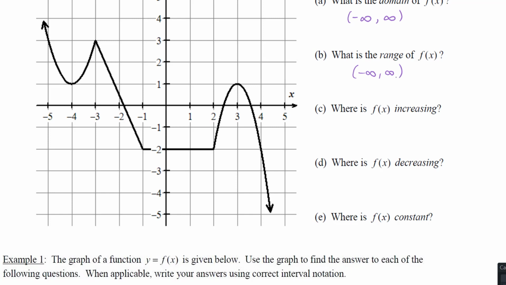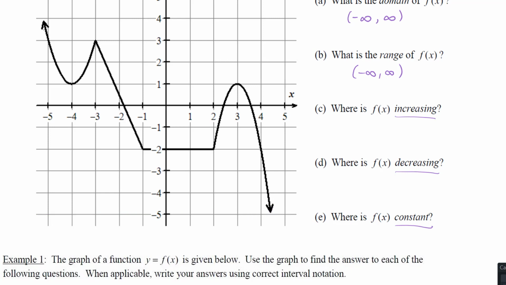So that isn't anything new. That's just to reinforce the ideas of domain and range. But now for the new stuff: increasing, decreasing, constant. Well, increasing. As we move left to right in the x direction, where are my output values getting bigger?